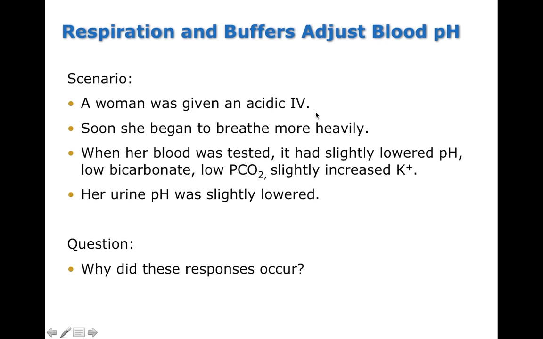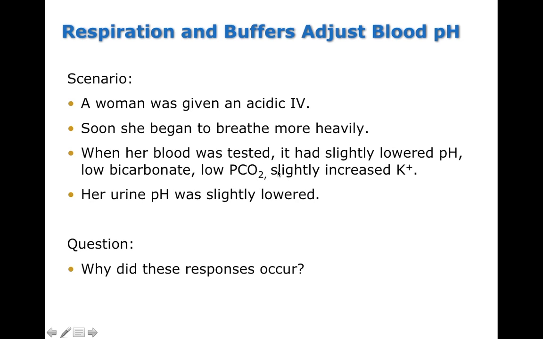Well, if you gave someone an acidic IV, you're delivering excess hydrogen ions into their bloodstream, right? The first line of defense is buffers, but the second line of defense is your respiratory rate. You can breathe more heavily to get rid of excess CO2 to bring your pH back to a normal level, closer to 7.35. When you tested her blood after the IV, the pH was lower, which makes sense because you've injected acid into her blood. But her bicarb and CO2 levels were low because of compensatory hyperventilation, where she's breathing out more CO2 and therefore also losing bicarb, because you're losing carbonic acid.